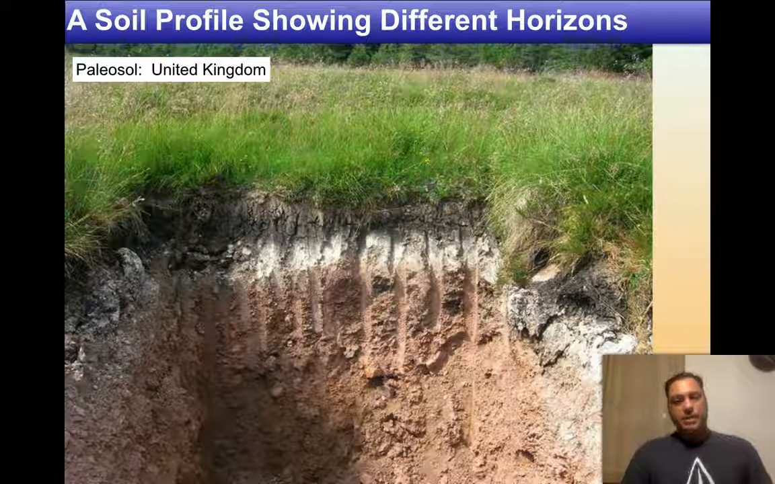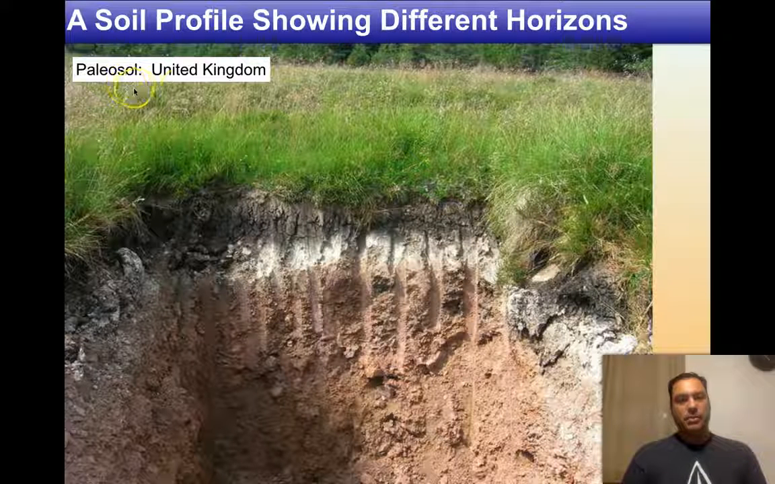Here's another set of horizons. You can actually tell this one right away. This is what they call a paleosol, which means an ancient soil. It's very, very old, and this is from a trench that was dug in the United Kingdom. And here we can see again, here's the O horizon, here's the A horizon. So this is that really good zone of good productive soil right here on the top. This is where all the organic accumulation is, that nice A horizon.